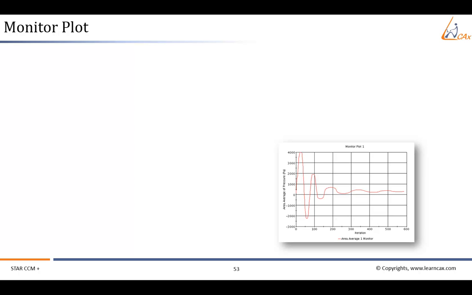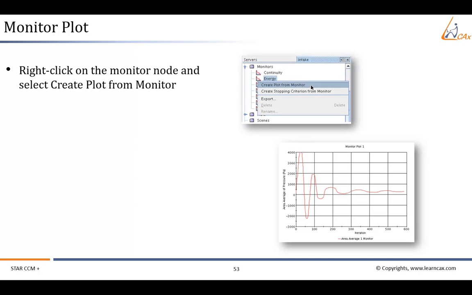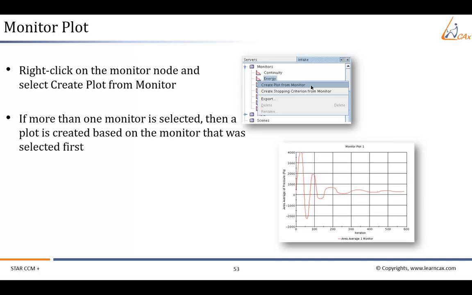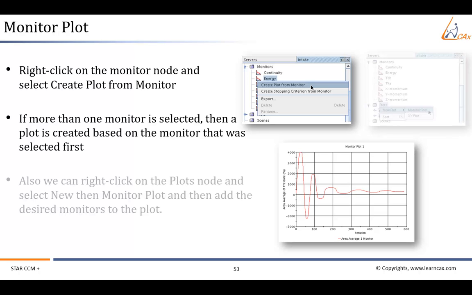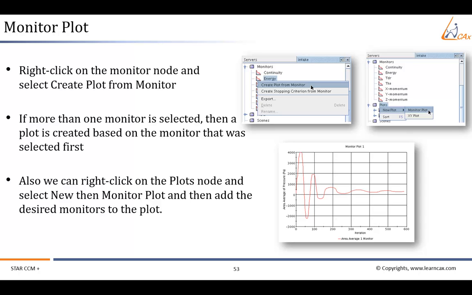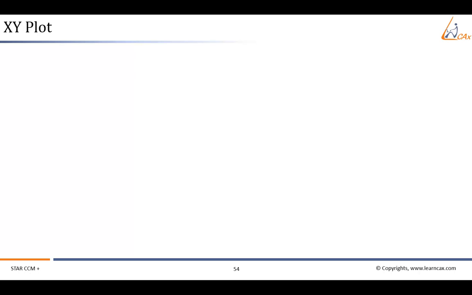The monitor plot node has properties and a pop-up menu. How to create a new monitor plot? Right-click on the monitor node and select Create Plot from Monitor. If more than one monitor is selected, then a plot is created based on the monitor that was selected first. Also, we can right-click on the Plots node and select New, then Monitor Plot, and then add the desired monitors to the plot. Now, what are XY plots?